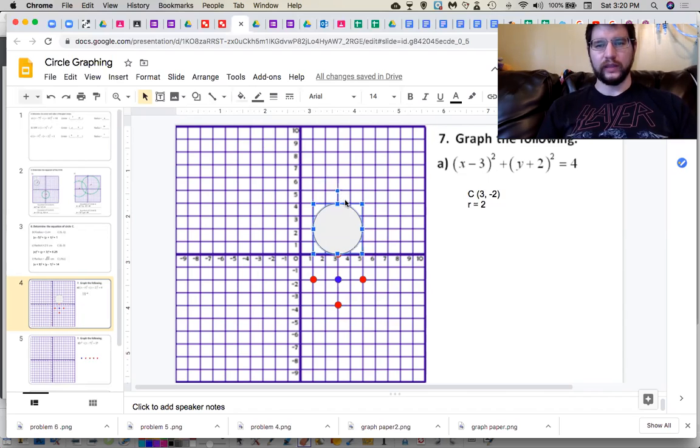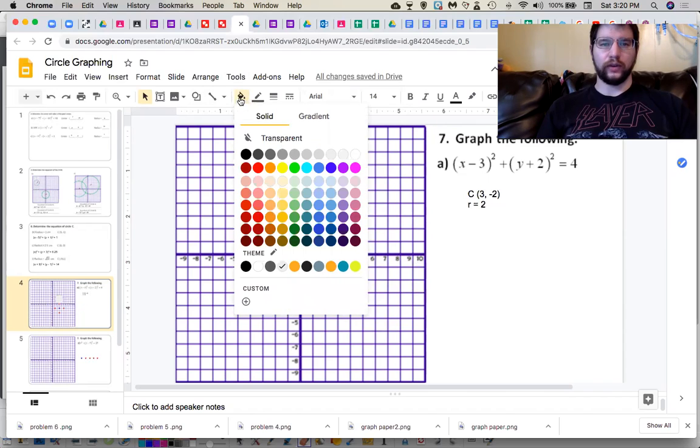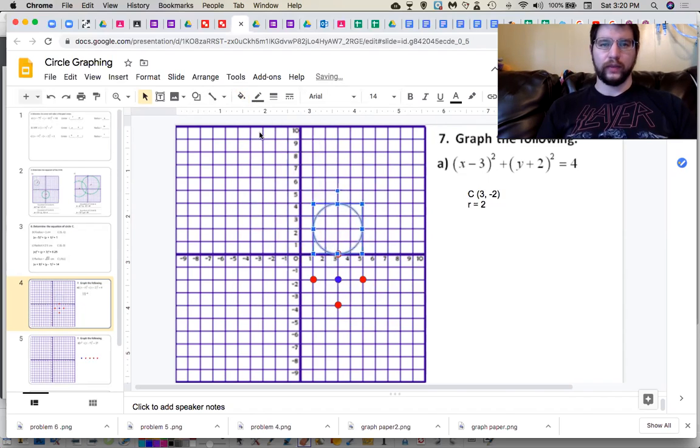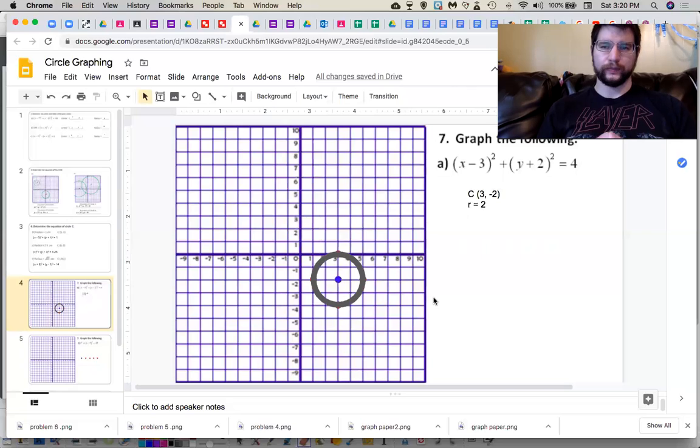Now, I personally don't like my circle all filled in, so I'm going to click on this fill color option, put transparent. I also like my circle thicker, so I'm going to put that. Do you have to? Not at all. Then I'm going to drag it and drop it where it goes. It should line up nicely with those dots. Boom, there's my circle.